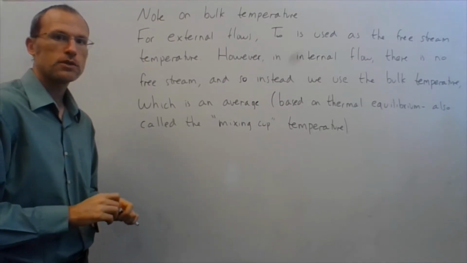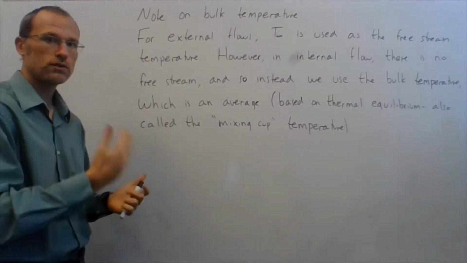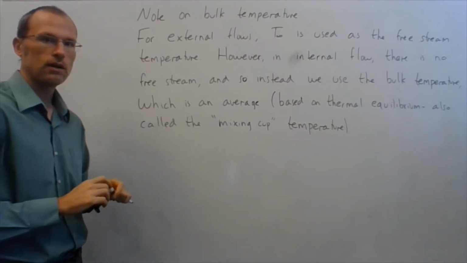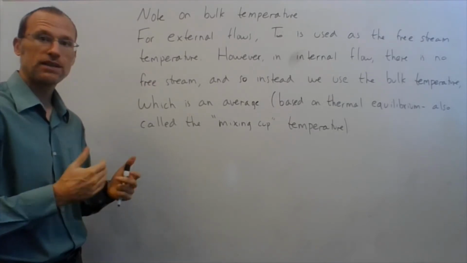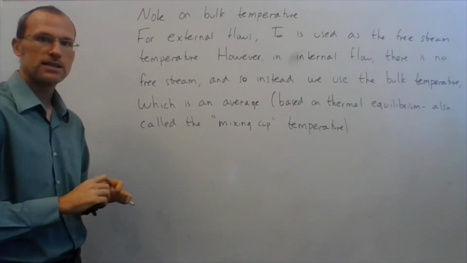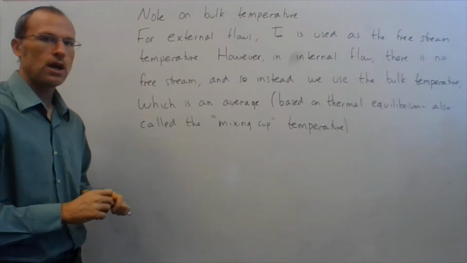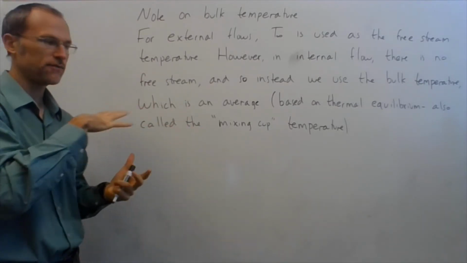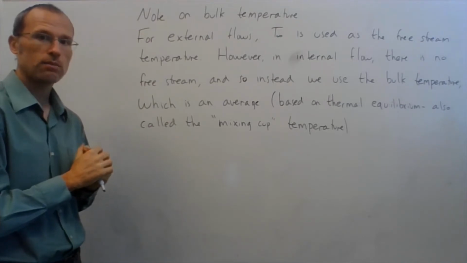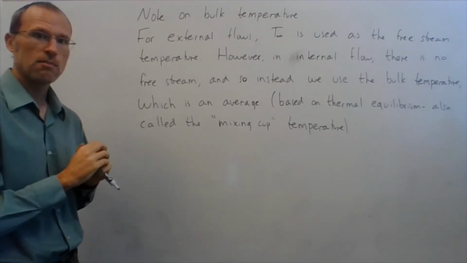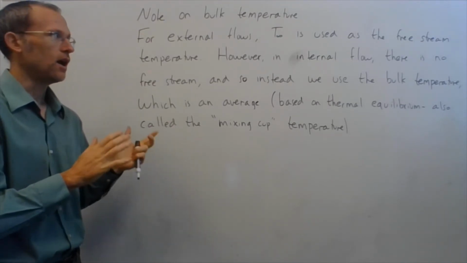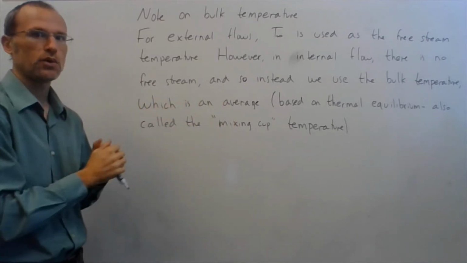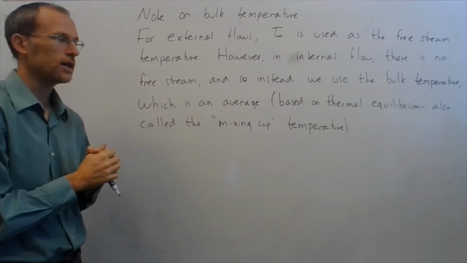So a note on the bulk temperature. In external flows we care about the free stream temperature, T infinity. That is basically the temperature that we're comparing to. As we're flowing across these plates, that temperature is very much prominent on the outside of the plate. Yes, in the boundary layer it changes, but the boundary layer is fairly thin, so overall we still have this T infinity flowing over for a very, very long time.